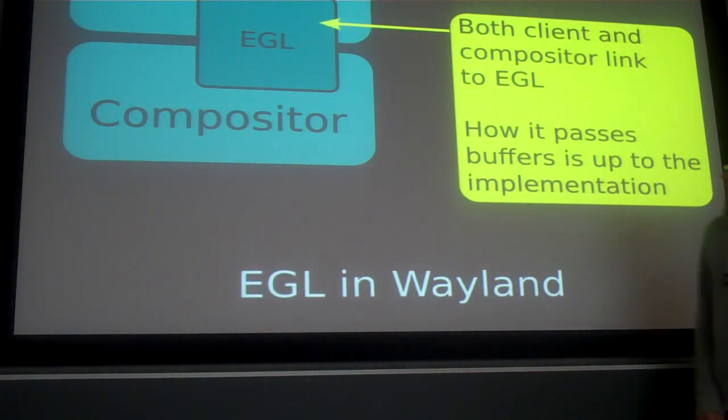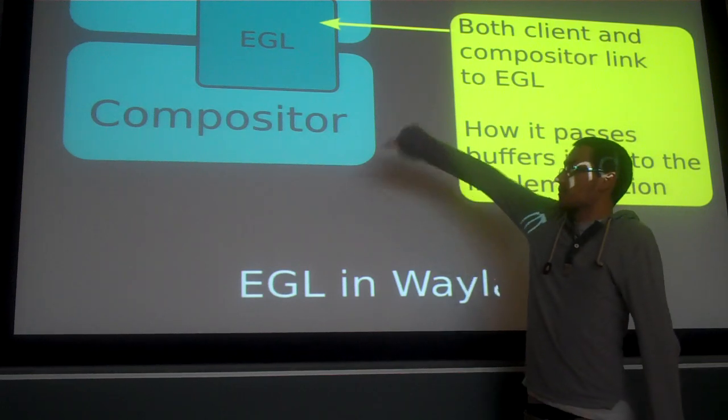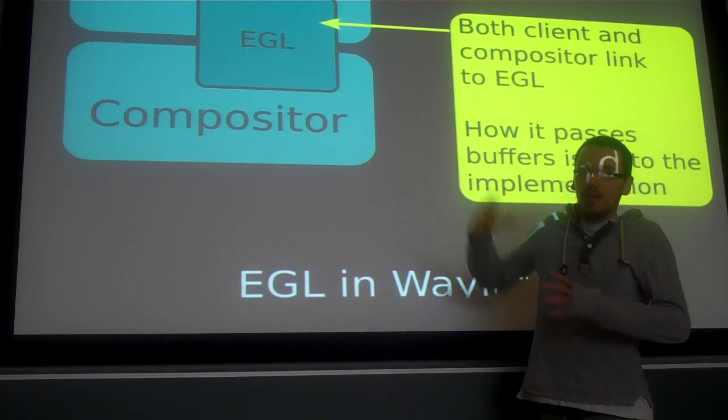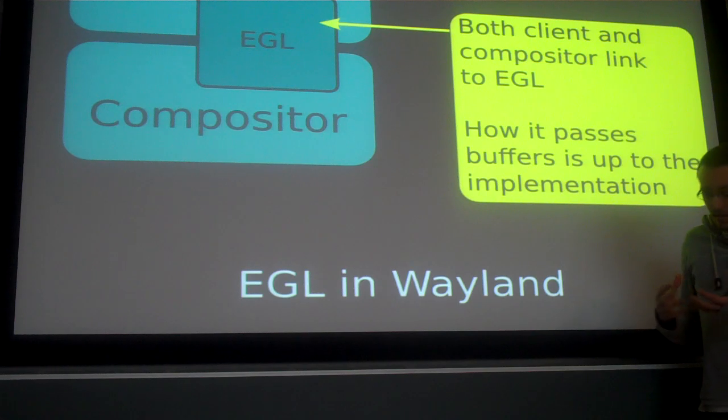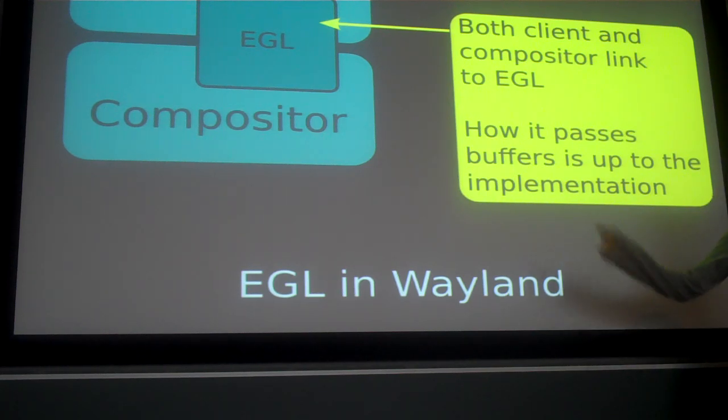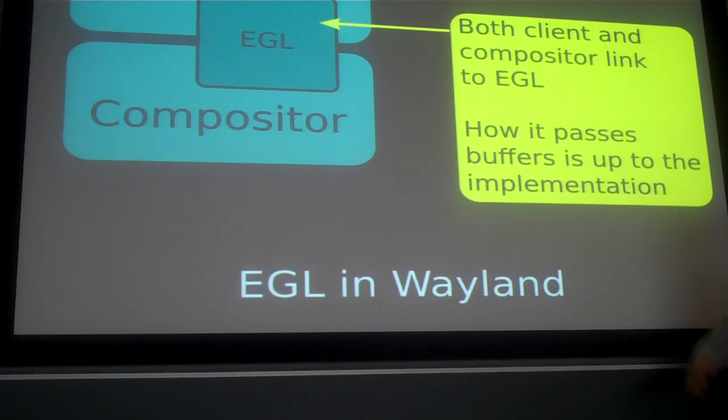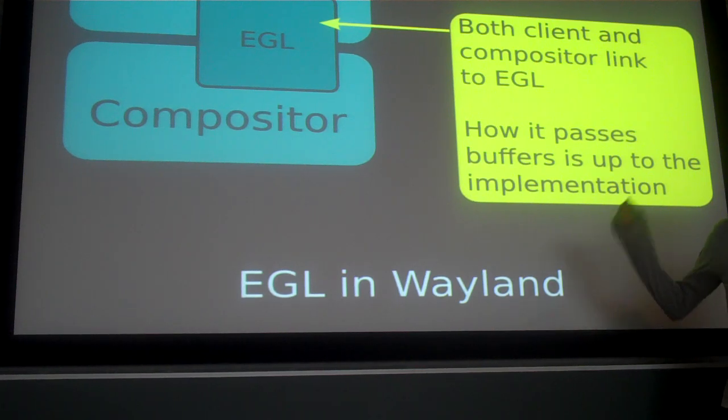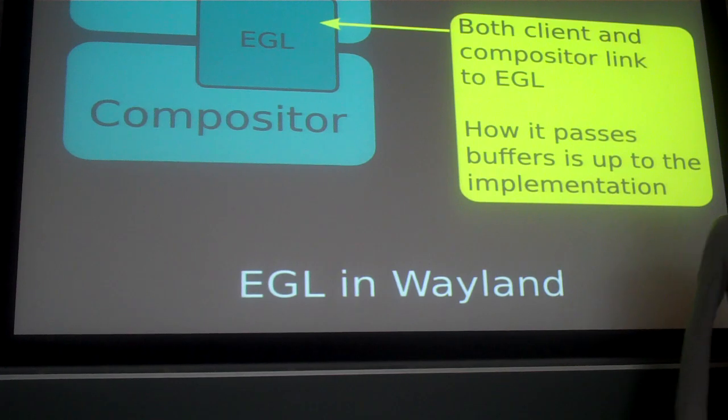So in Wayland, the EGL implementation is used on both the client and the compositor. The buffers are passed between the client and the compositor using the EGL API. Because EGL sits on both sides, the implementation is free to use whatever mechanism is suitable for that driver to pass the buffers across. In Mesa, the EGL implementation will register a Wayland object which has an interface to pass the buffers across.